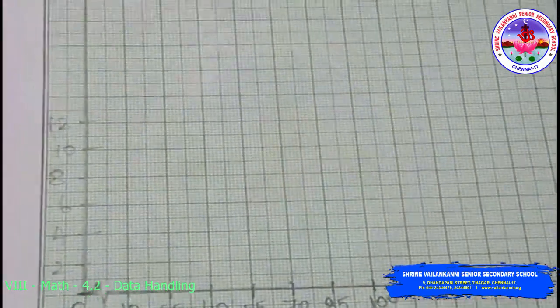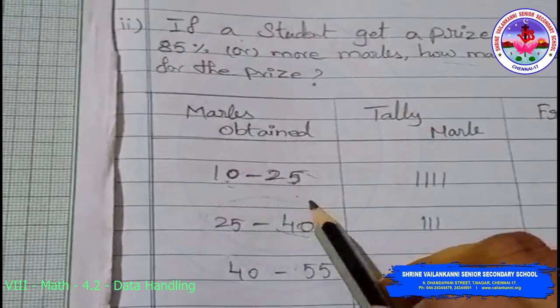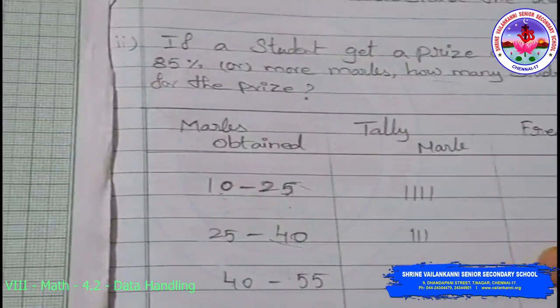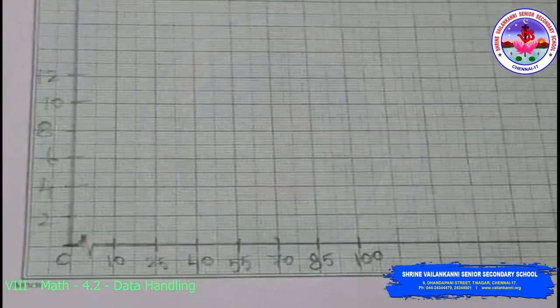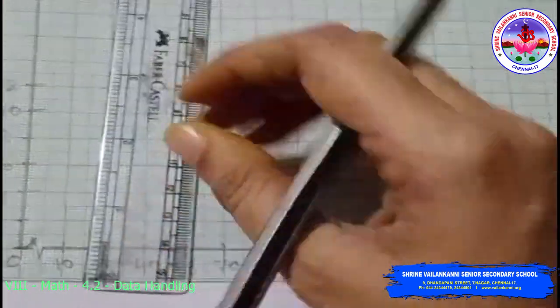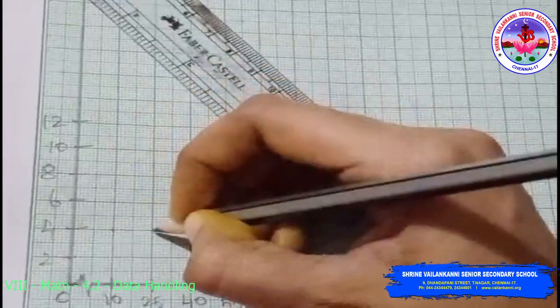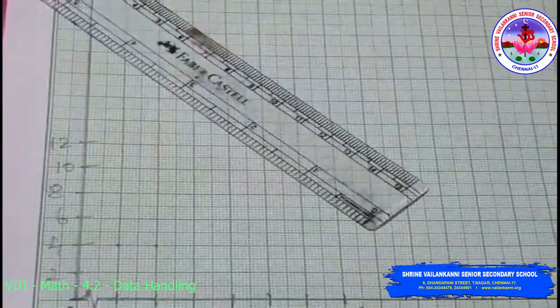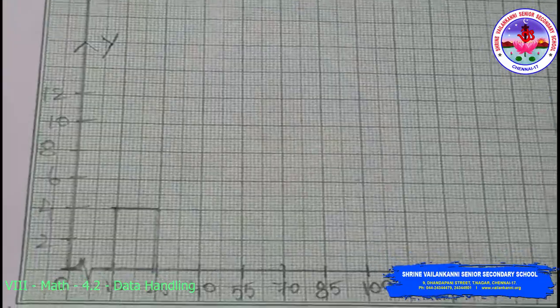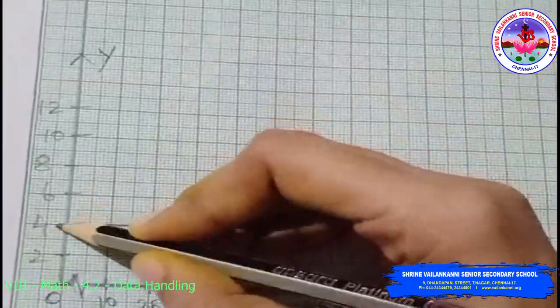The first class interval is 10 to 25. For 10 to 25, the frequency is 4. So using the scale, draw the bar for 10 to 25 up to 4. The height of the bar is 4.